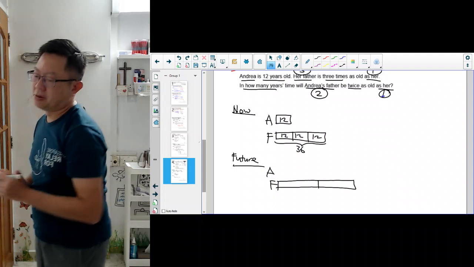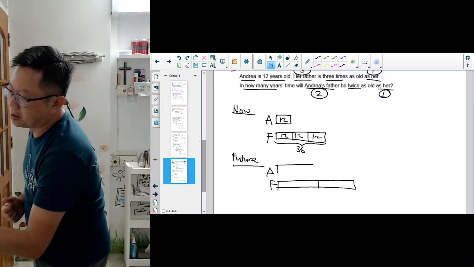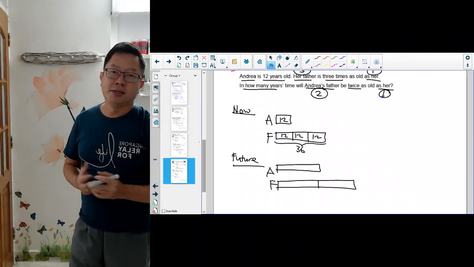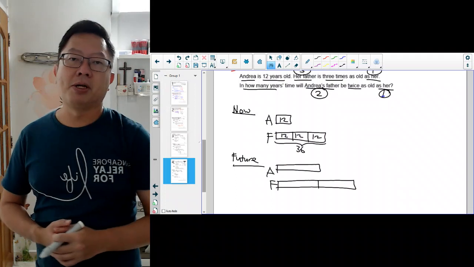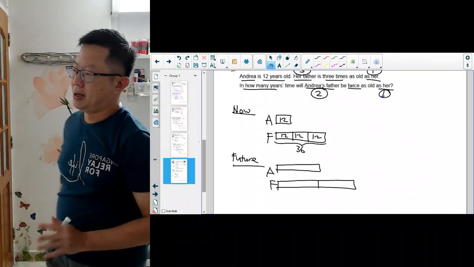So you cut it into 2 boxes because the father is going to be twice as old as Andrew. Andrew will be 1 box. Okay? And how many years' time? So can we put a question mark? If you can't put the question mark on the model, then you don't put the question mark on the model. So the model is more or less done already.